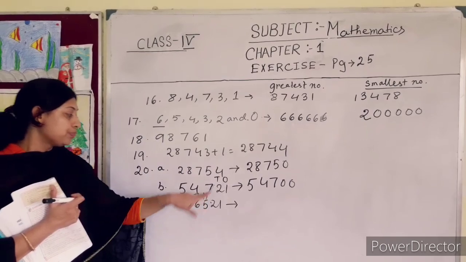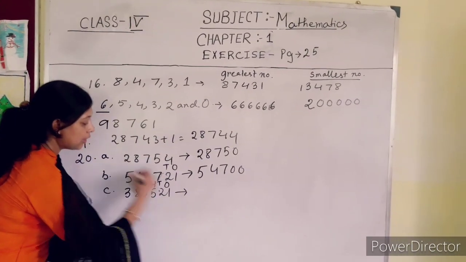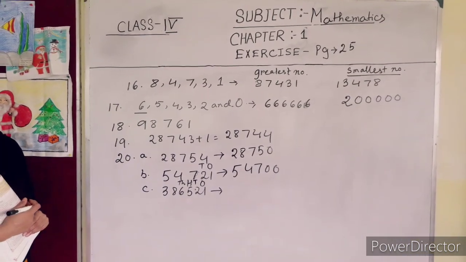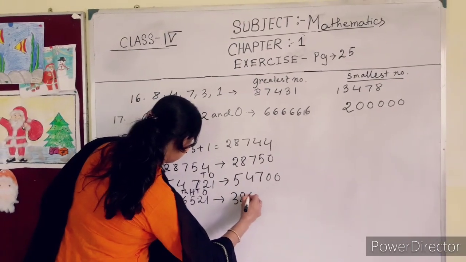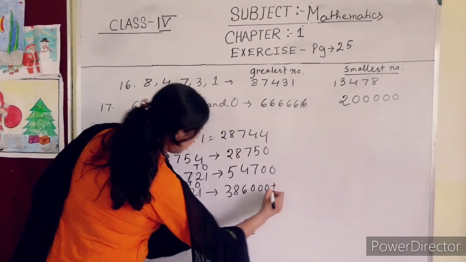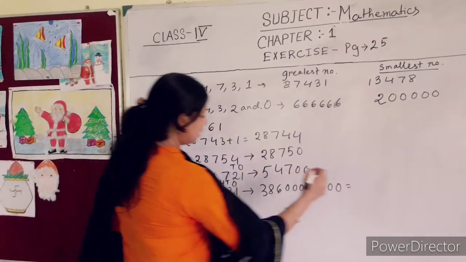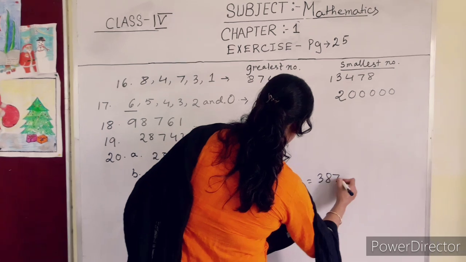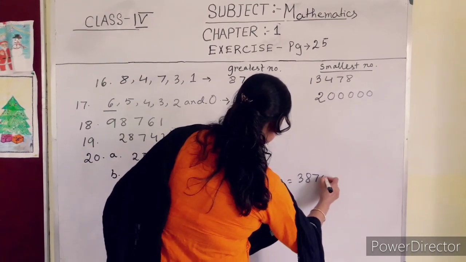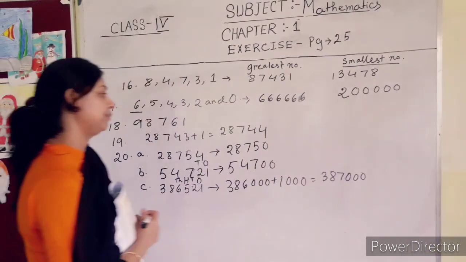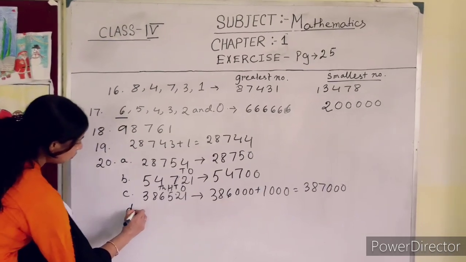So first you put 0 in the 100, tens and 1 place. After that you will add 1,000. 38600. After that you will add 1,000. So your answer will be 3,87,000. Clear? 3,87,000.